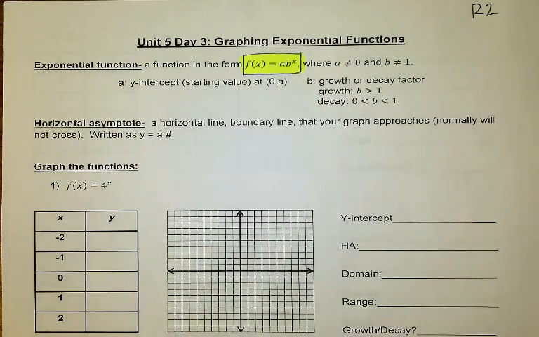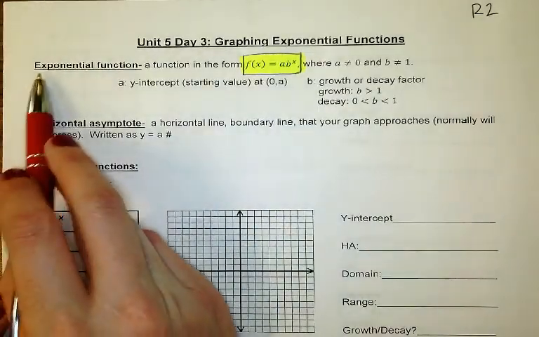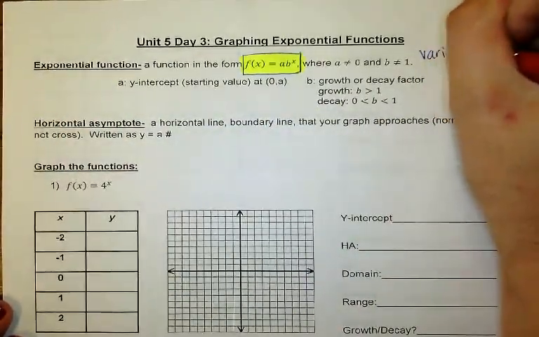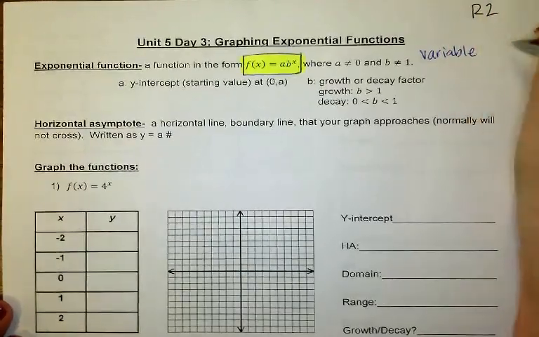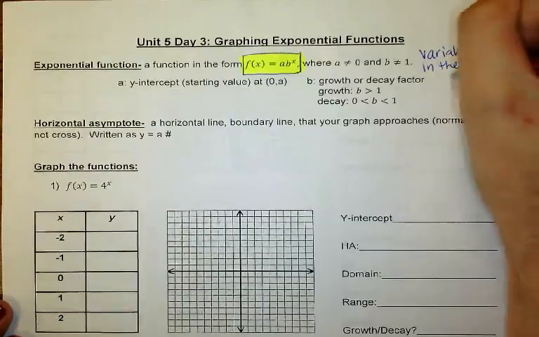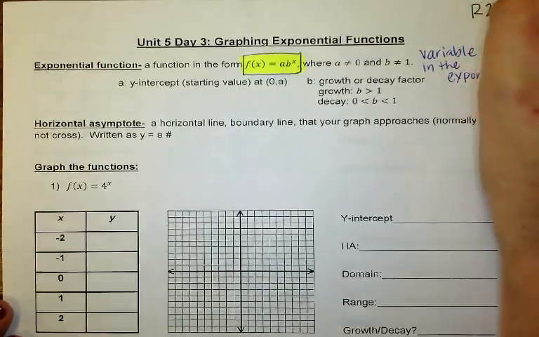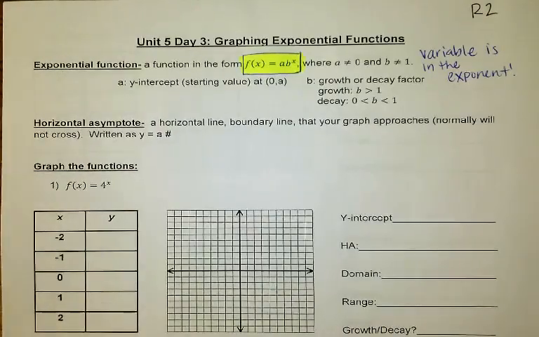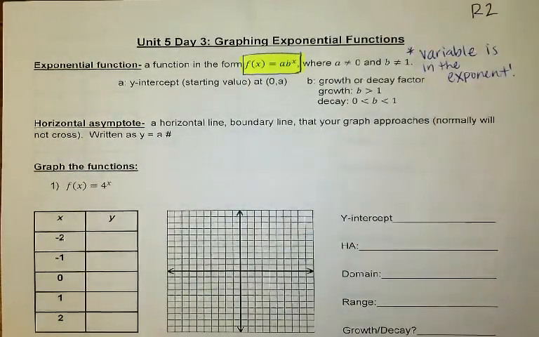Okay? And really, part of the reason we call it an exponential function is because our variable, or the x, is in the exponent. So the variable is in the exponent. So guys, the thing that is changing is in our exponent. So the relationship between our numbers is exponential.